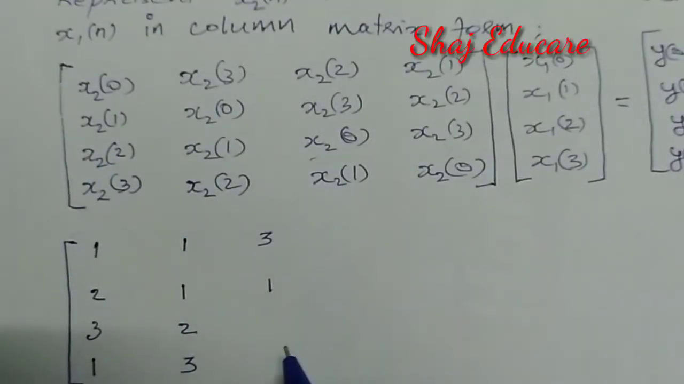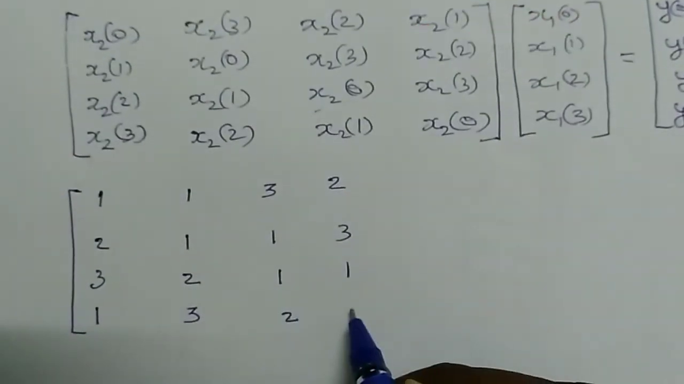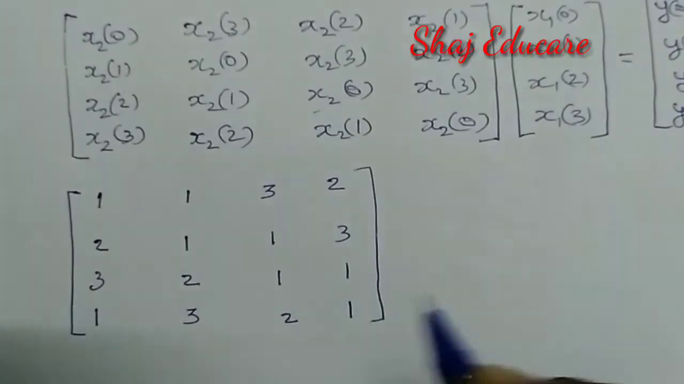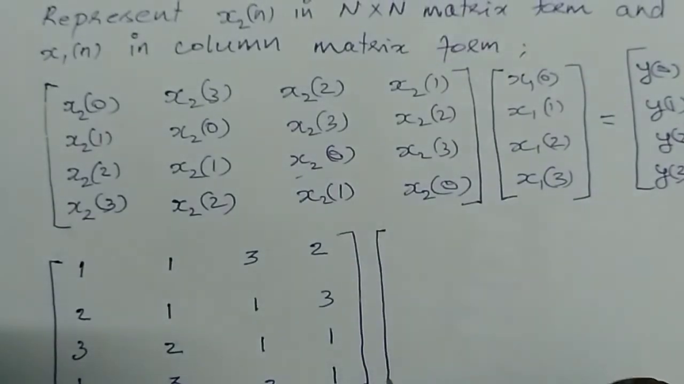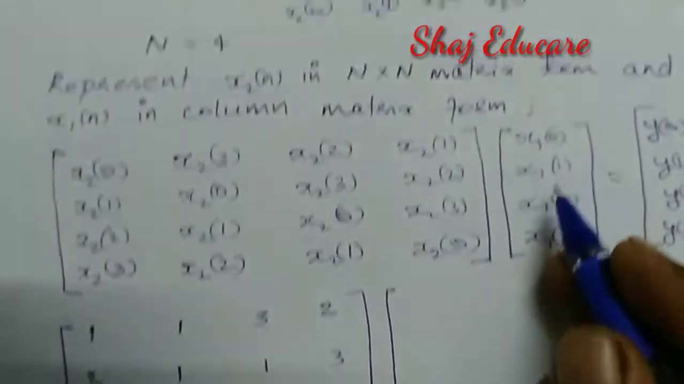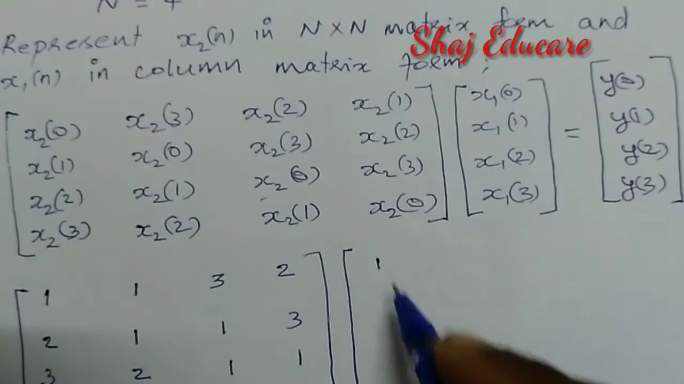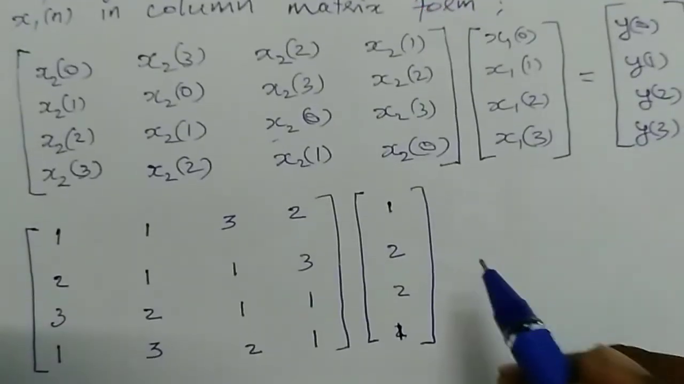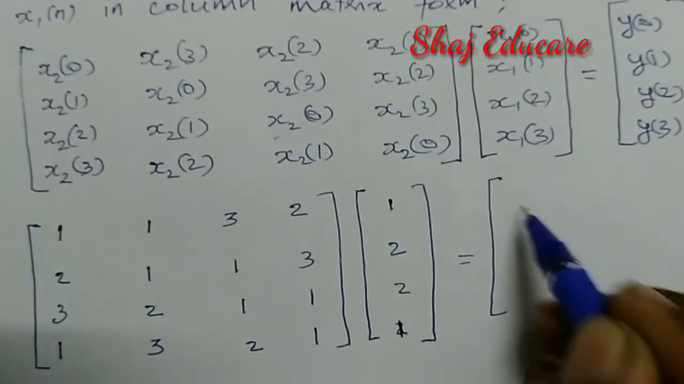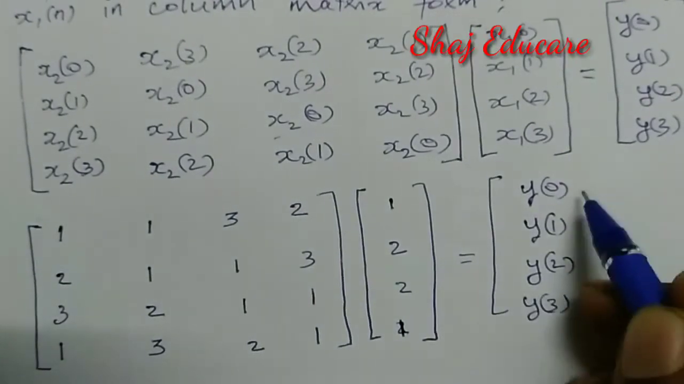3, 1, 1, 2. Then this 2 should come first, 2, then 3, 1, this 1. Now the x2 signal is over. The square matrix is over. Next we have to construct the column matrix x1 of n, which is 1, 2, 2, 1 in downward direction. That should be equal to our result y of 0, y of 1, y of 2, and y of 3.